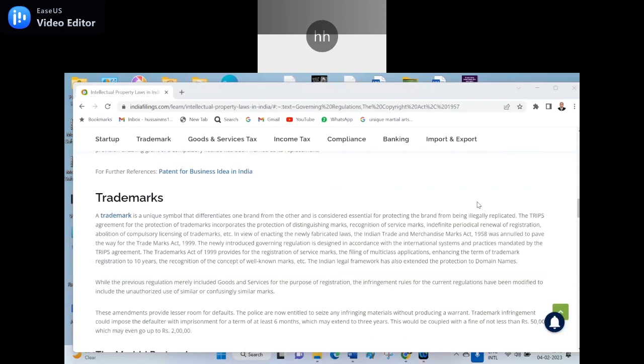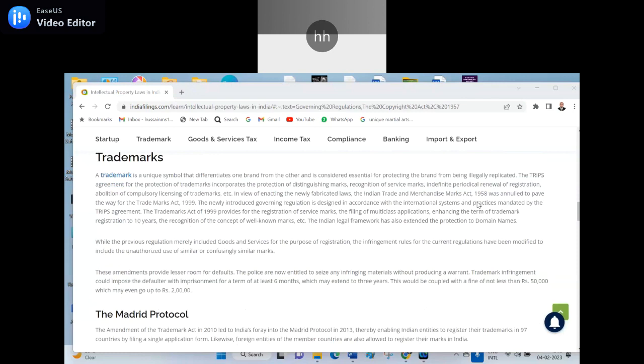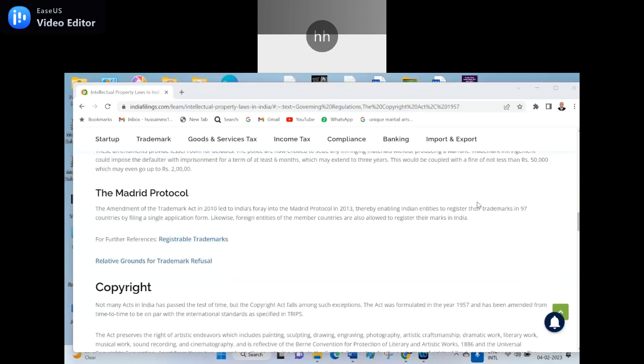Same like the trademarks, if you happen to see the trademarks, how it can be made. So enhancing the term of the trademark registration to 10 years, the recognition of the concept of well-known marks, the Indian legal framework also extended the protection to domain names. Even domain names also, they have extended its period. Then there is the Madrid Protocol. And this amendment of the Trademarks Act of 2010 led to India's foray into the Madrid Protocol of 2013, thereby enabling the Indian entities to register their trademark in 97 countries.